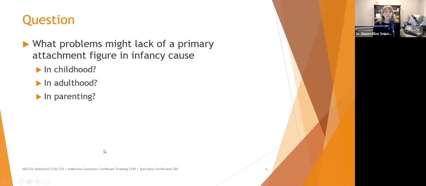So what problems might lack of a primary attachment figure or a good primary attachment relationship in infancy cause in childhood? You have this child that's growing up thinking people are not trustworthy, I am not worthy, and I'm not capable of interacting with others, or I can't effectively get my needs met. What's that going to look like in childhood, elementary school?